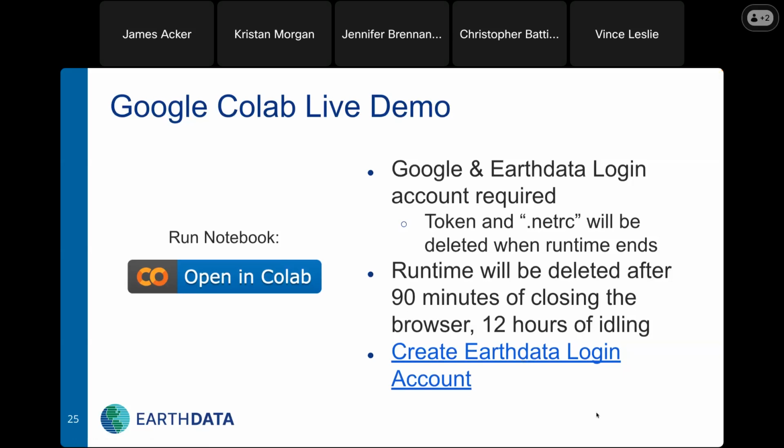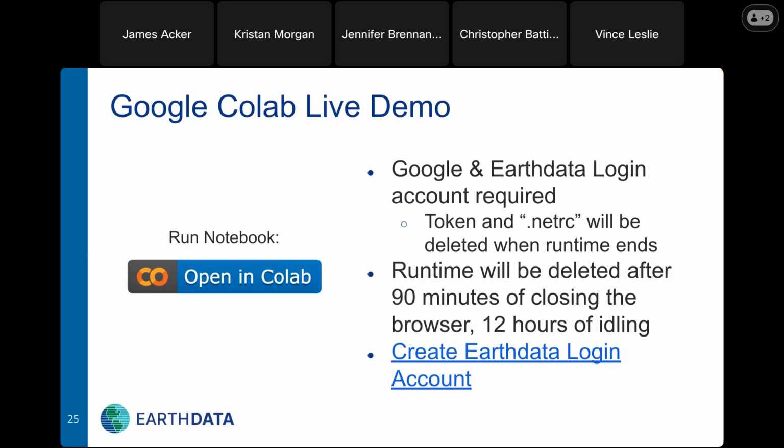You will see that once we open the notebook, the first thing we do is authenticate with the Earthdata login servers. This is required to just access the data and download it at any point. And so we're going to be using a token and a netrc. The netrc will store your username and password, but not to fret. This runtime is temporary. So everything that will be running in this notebook will be deleted at some point.